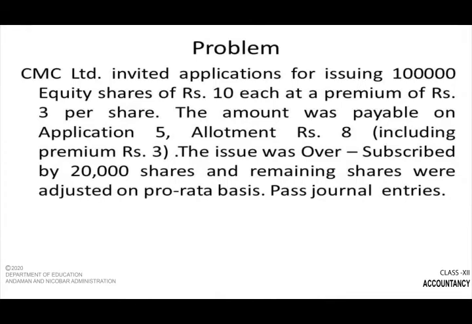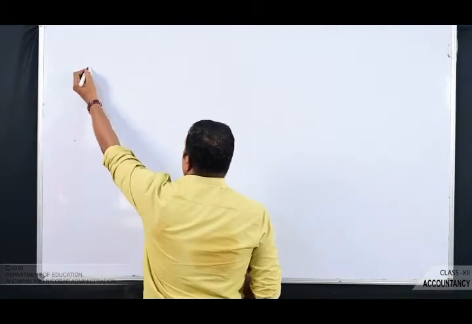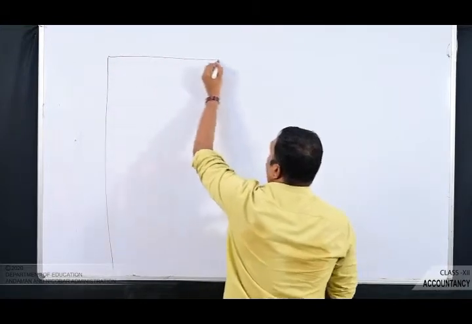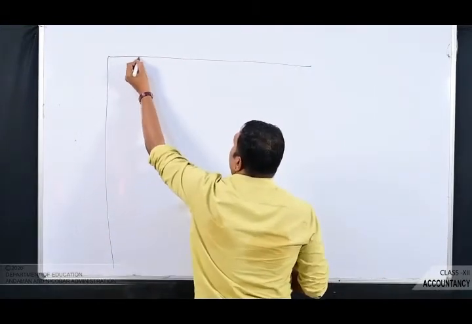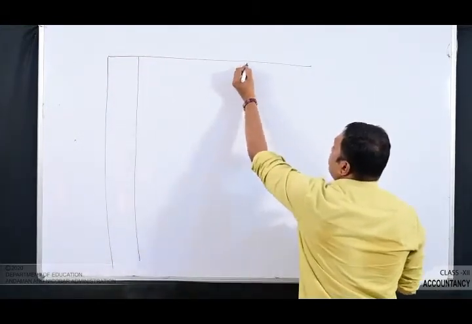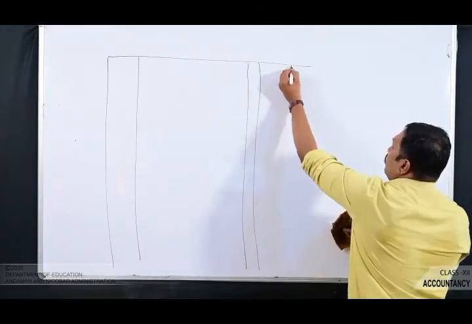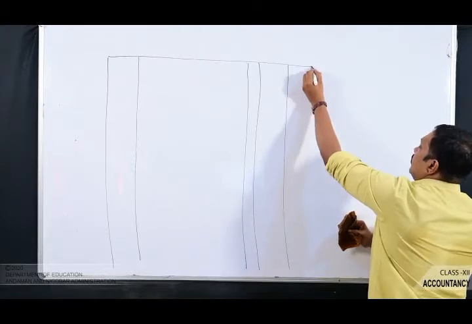Pass journal entries. How to prepare journal entries using premium, right? So this is the format: date, particulars, ledger folio, debit and credit.